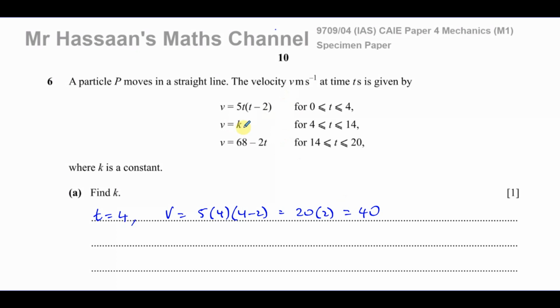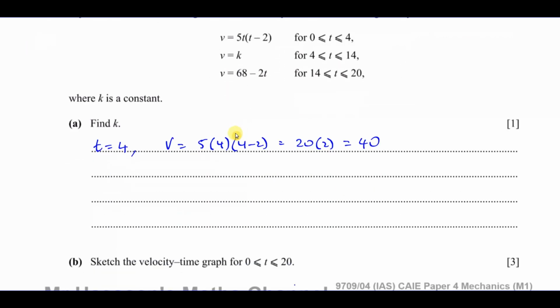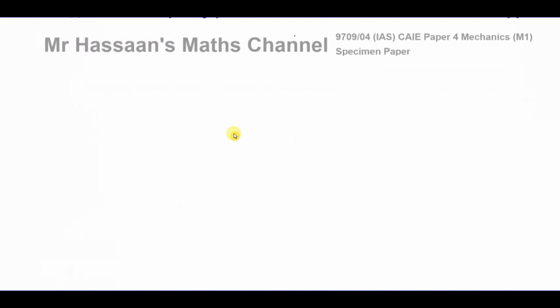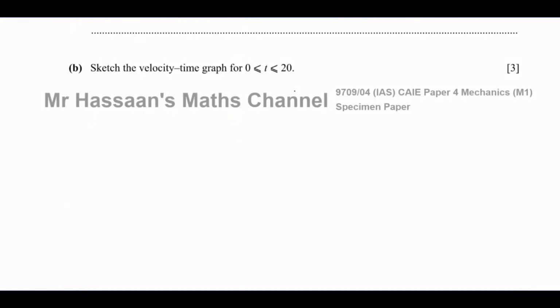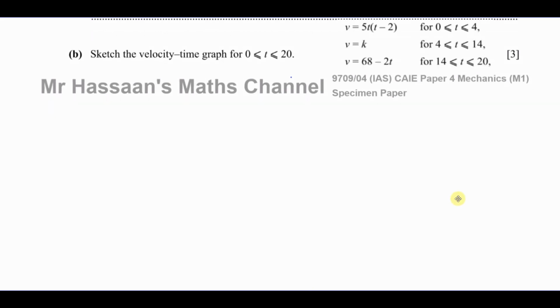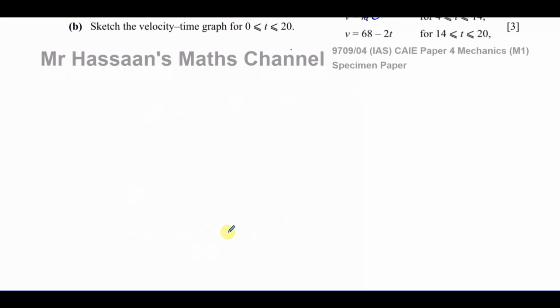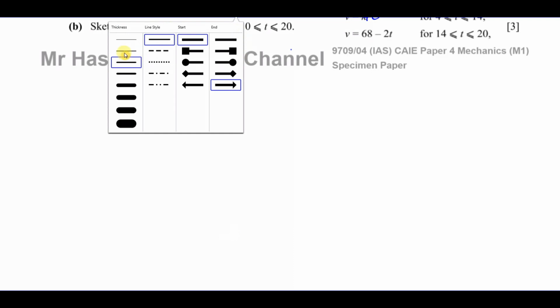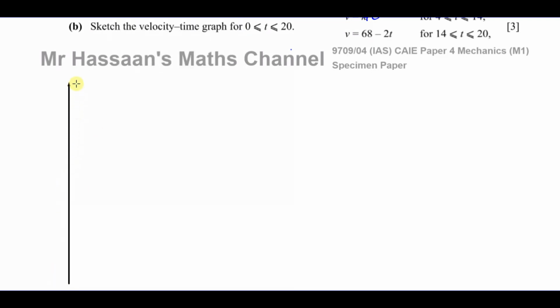So we worked out k is 40, and now we're going to go to part B, which says sketch the velocity time graph for this between 0 and 20 seconds. Here's the relevant information. We can take this as 40 now. So we have to sketch the velocity time graph from 0 to 20 seconds. We'll have velocity on the y-axis and time on the x-axis.